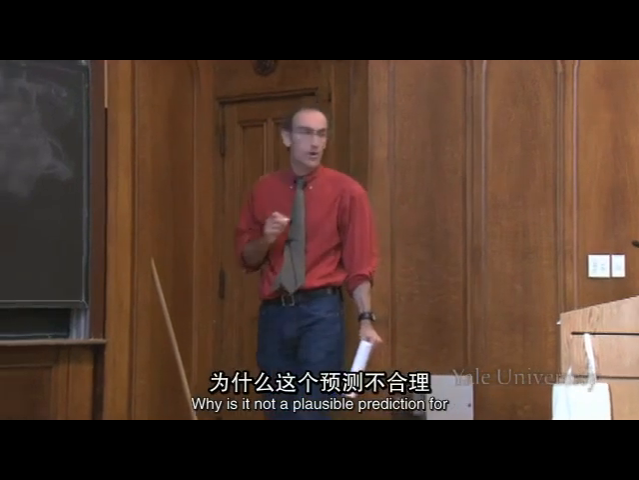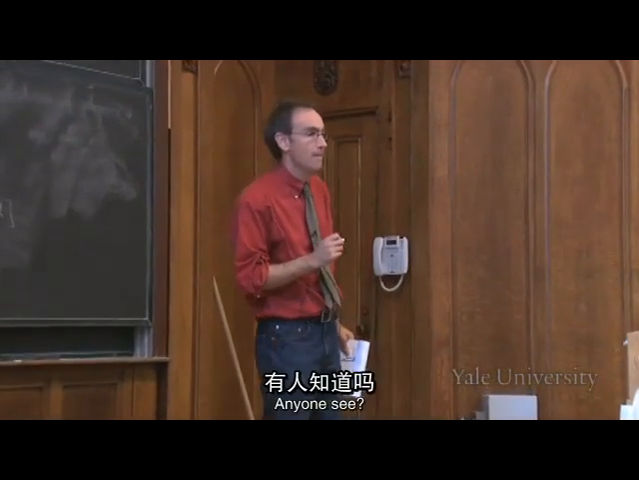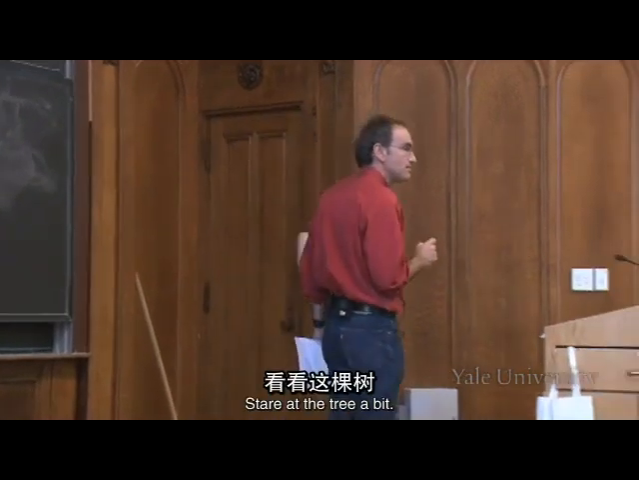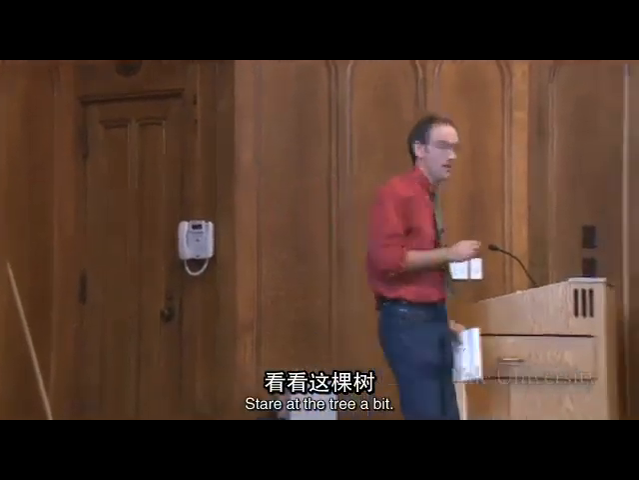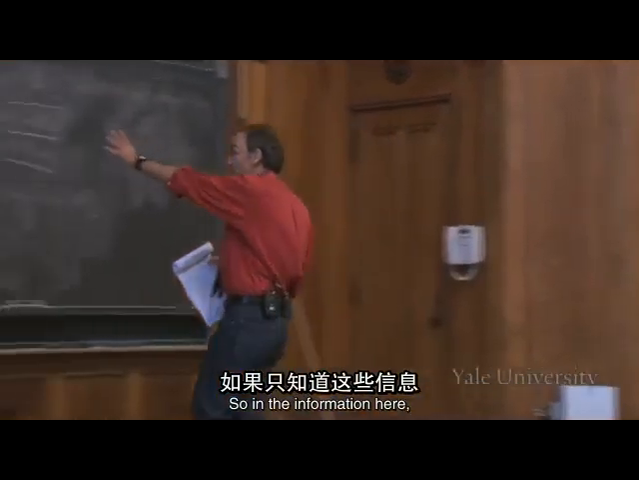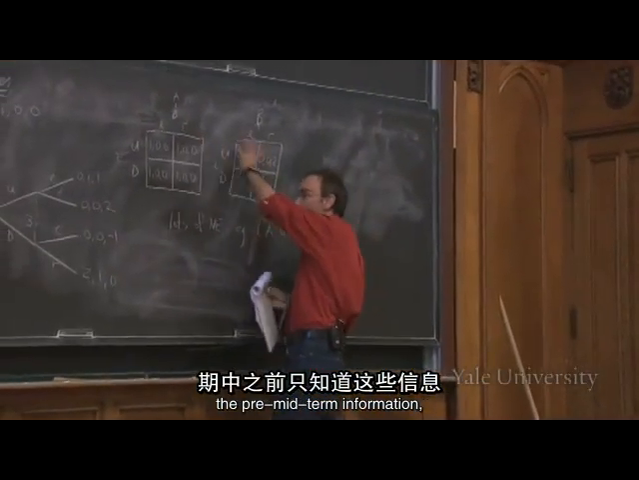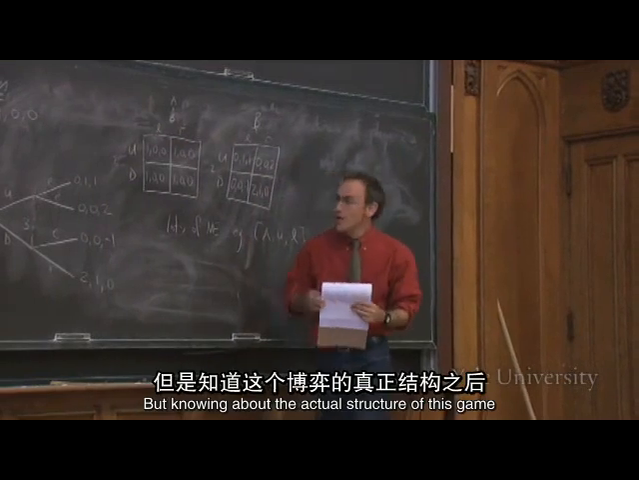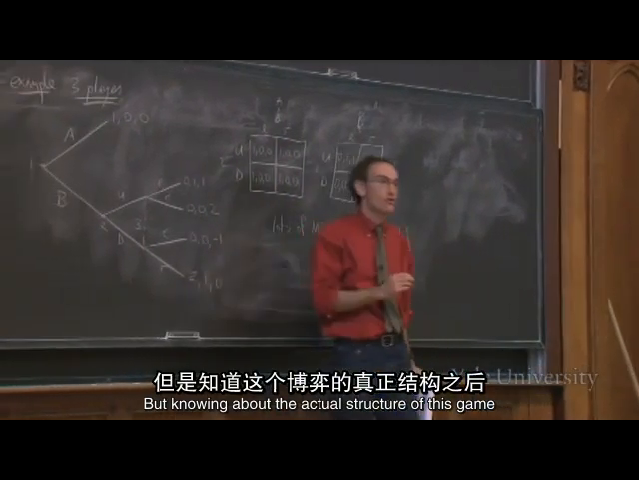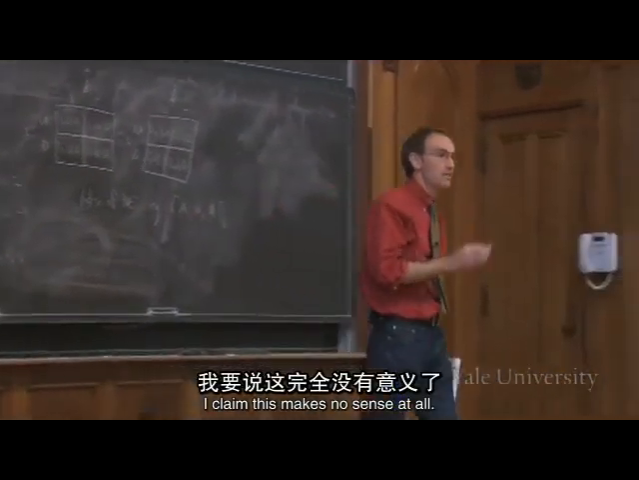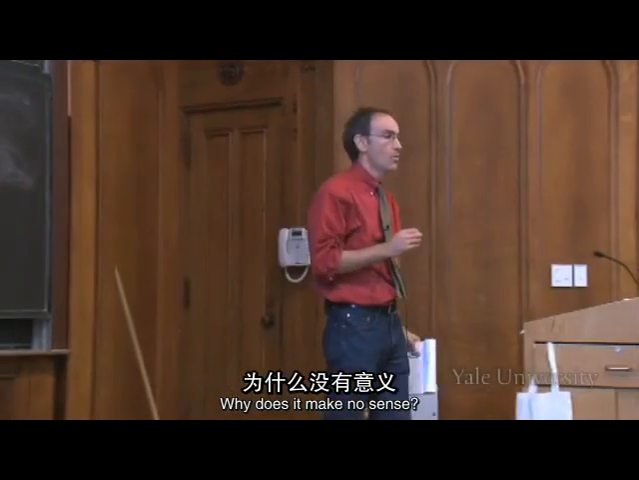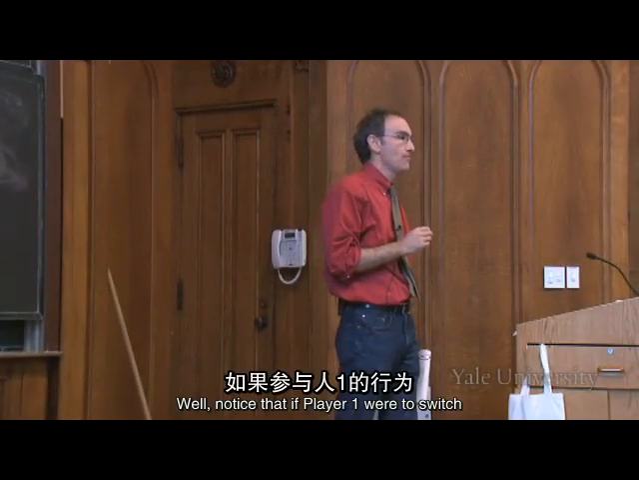Why is it not a plausible prediction for how this game is going to be played? Anyone see? Stare at the tree a bit. Right? So in the information here, in the pre-midterm information, it's fine. But knowing about the actual structure of this game, I claim this makes no sense at all. Why does it make no sense?